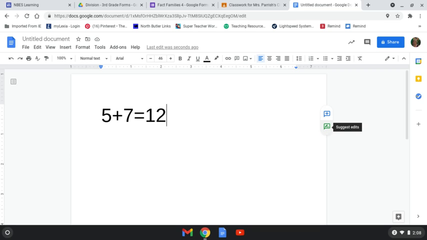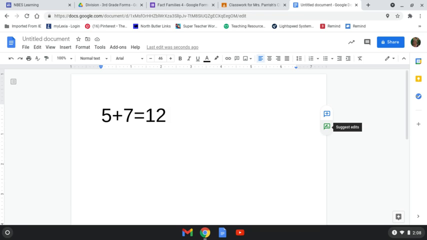With today's lesson, I want to talk about fact families. And fact families are when you have relationships between sets of numbers. And we talked about fact families when we did addition and subtraction. I want to go ahead and just review that real quick.